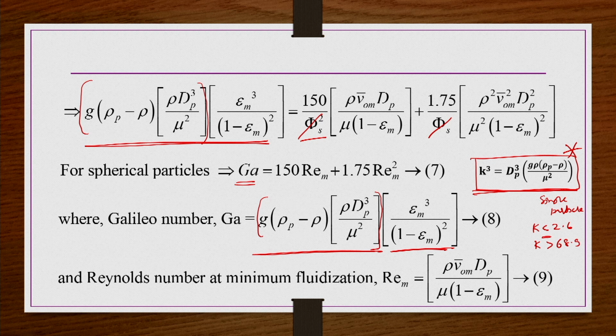So, even if you have written this equation in terms of Galileo and Reynolds number like this, the calculation is again going to be trial and error kind of thing, or solving this equation for Reynolds number, and from that Reynolds number you are going to find out the minimum fluidization velocity. Rather than doing that, you can use equation number 2 directly, and then obtain a quadratic equation which you can solve to get the minimum fluidization velocity.